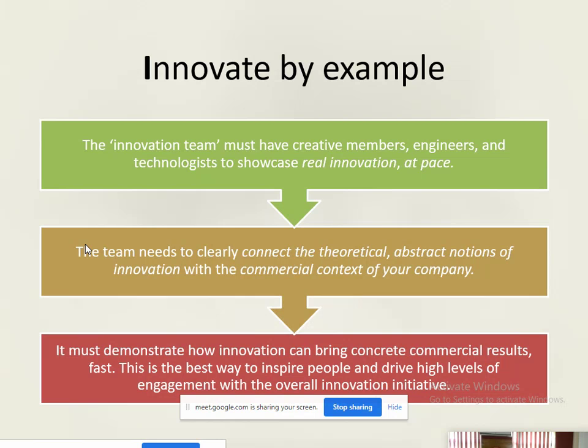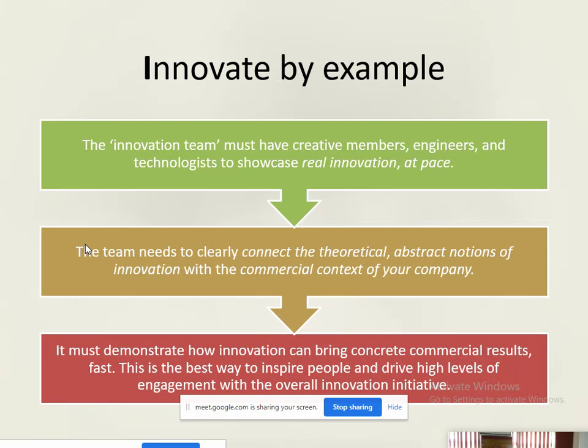Then next, the team needs to clearly connect the theoretical, abstract notions of innovation with the commercial context of your company. So this team must have some theoretical part also and the abstract view. It is not the depth, not the detailed part, just the outer side of the innovation part can be shown to your team members also, and it must demonstrate how innovation can bring concrete commercial results fast. This is the best way to inspire people and drive high levels of engagement with the overall innovation initiative.